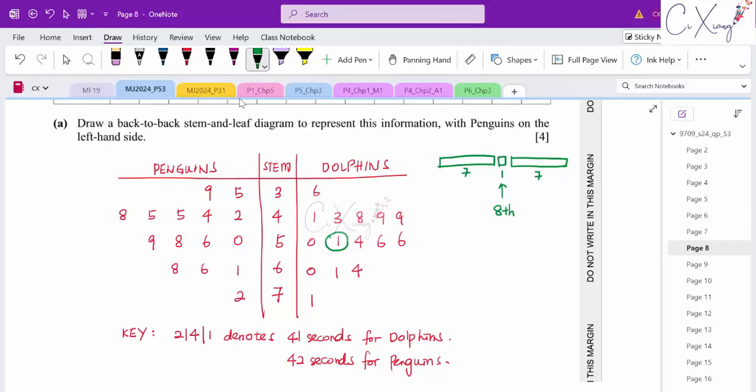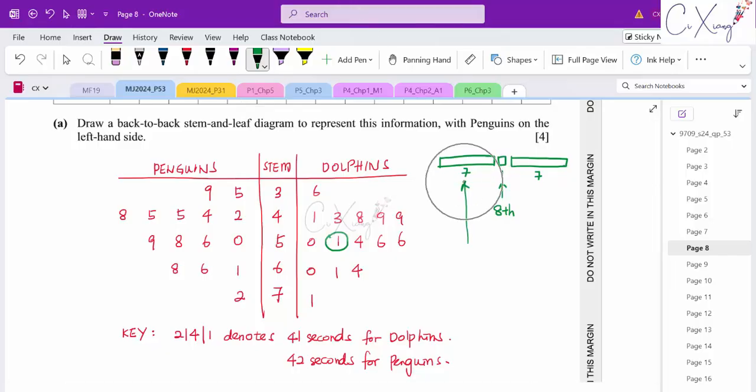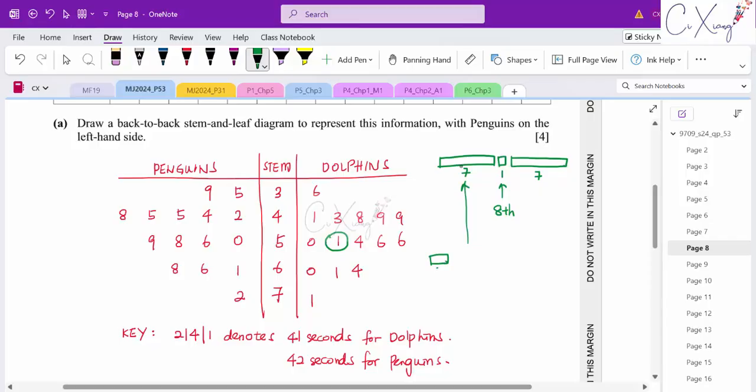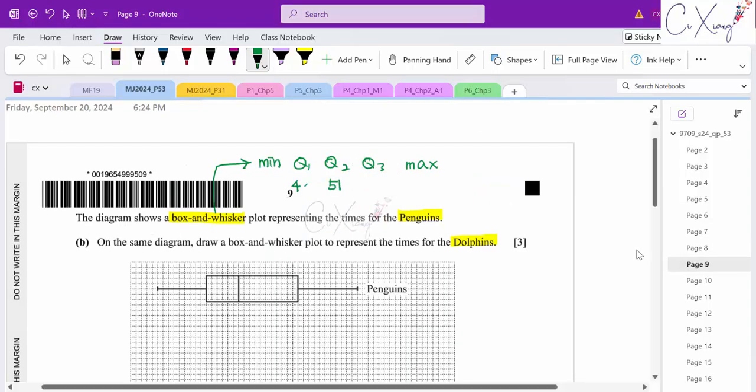So for Q1, it is the median of the first half of the data. Your first half of data is 7 values here. So where's the median? I will separate into this combination: 3, then 1, then 3. So 3 plus 3 plus 1 is 7. Therefore, this is actually your Q1. Your Q1 should be the fourth number, 3 plus 1 is the fourth, right? So the fourth number: 1, 2, 3, 4. Your Q1 should be 48. So you just put it as 48.